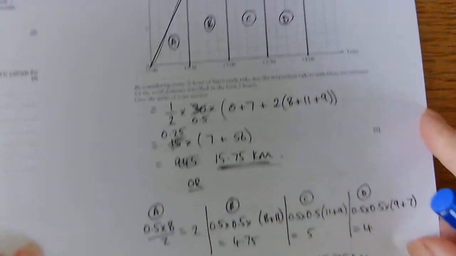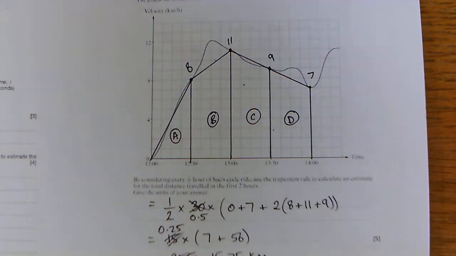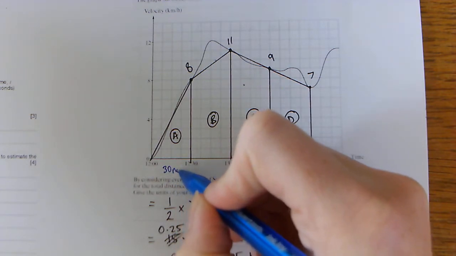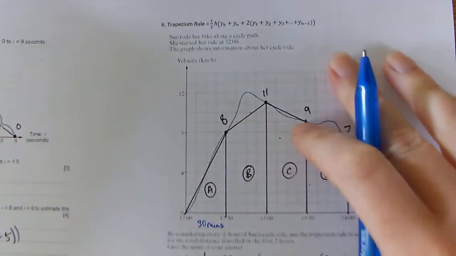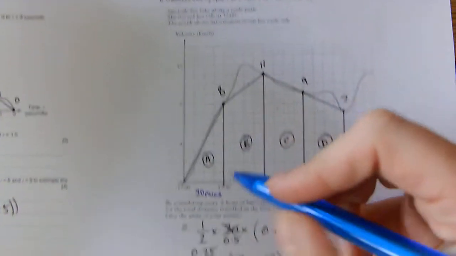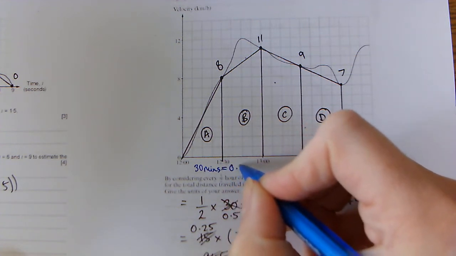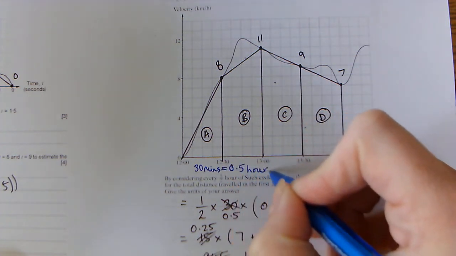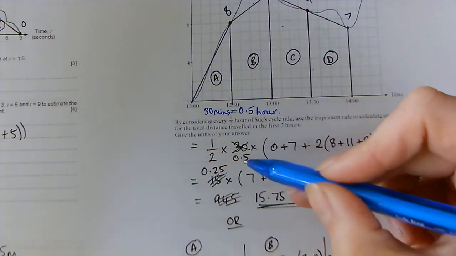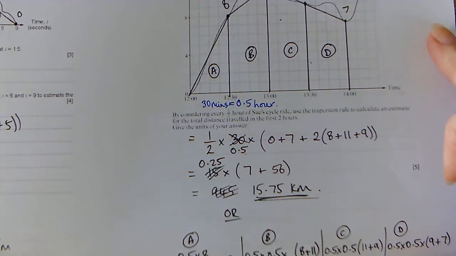For question 6, I again made a mistake here, and then I emailed you guys once I'd made that mistake myself. So although this counts as 30 minutes, the velocity here is being given in kilometres per hour, so we need to change the 30 minutes into hours. So 30 minutes we know is half of an hour, so that's 0.5. So we've got a half times by 0.5 times by these values, which is 15.75 kilometres.